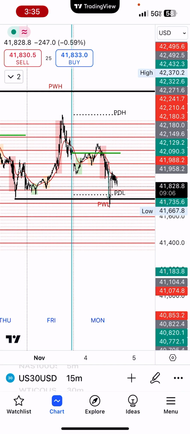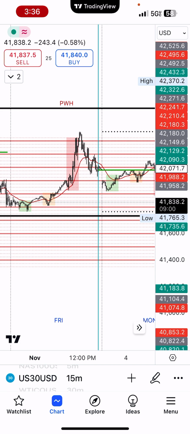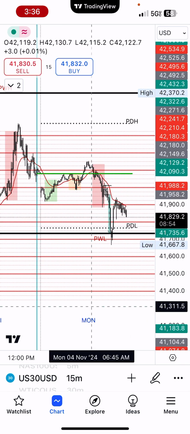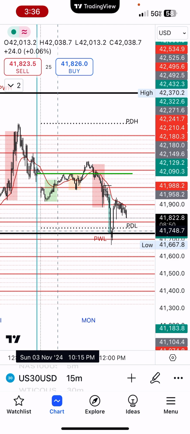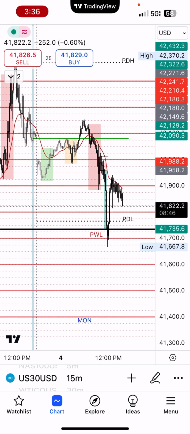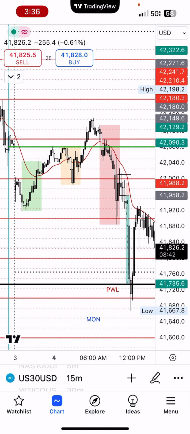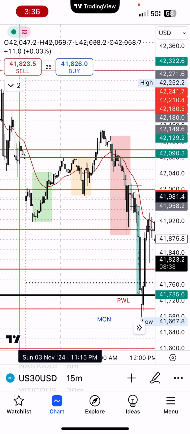Today is November 4th, 2024. Today is Monday. I was trading US 30, New York session. As you can see, we have the previous day's high and low. These dotted lines are the previous day's high and low, which was Friday. This green line is Friday's closing price.